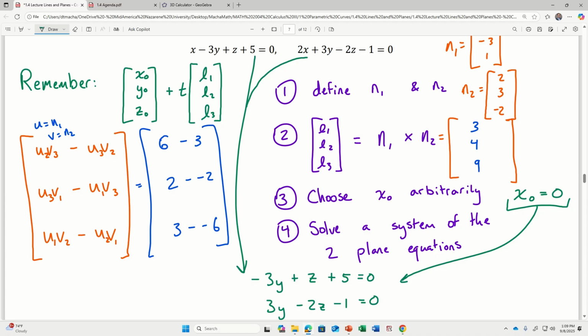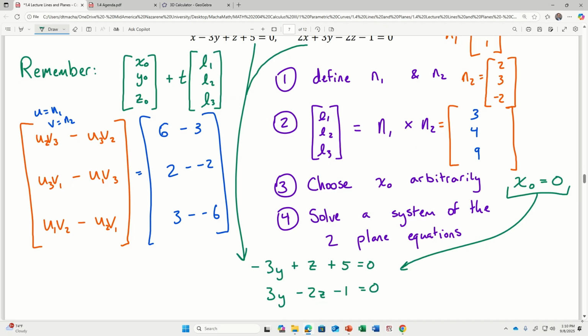In fact, you could decide to choose y or z arbitrarily and solve for x, but it's a degrees of freedom thing. You have 3 variables, right? 3 x, y, z variables that aren't defined yet, but you have 2 equations. And so 3 variables minus 2 equations, you have 1 degree of freedom. That's why we can choose one of the variables. Okay. So it's up to you how you want to solve this system of equations.